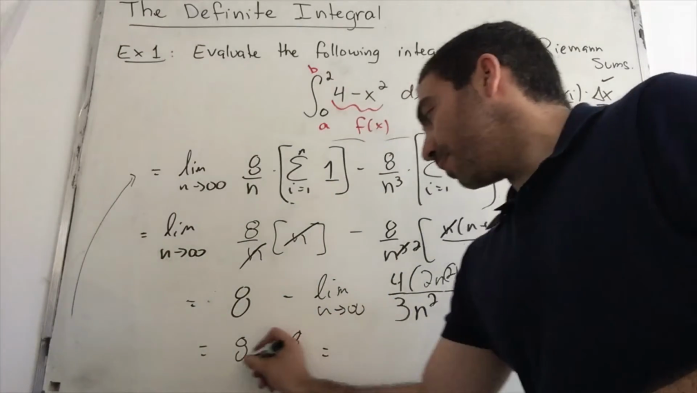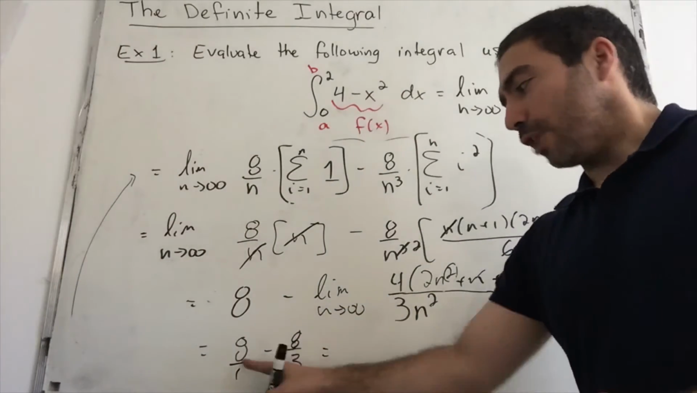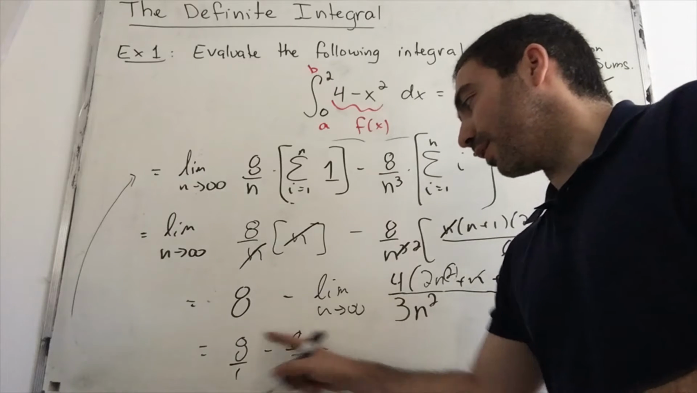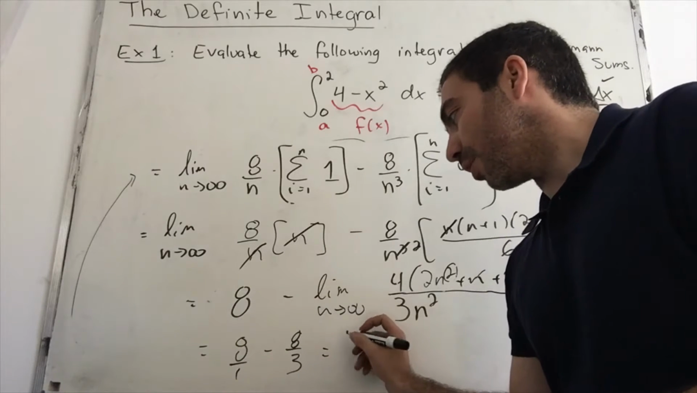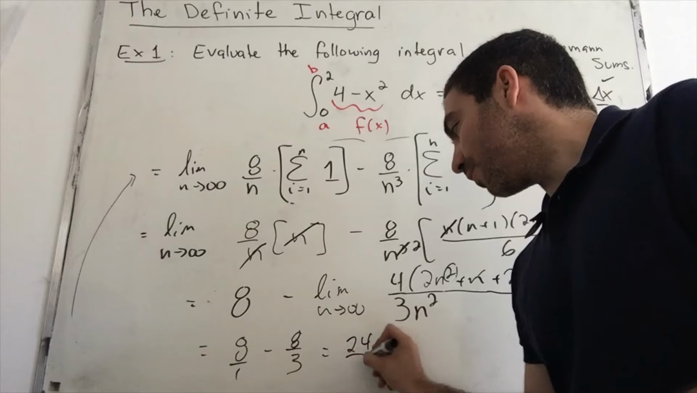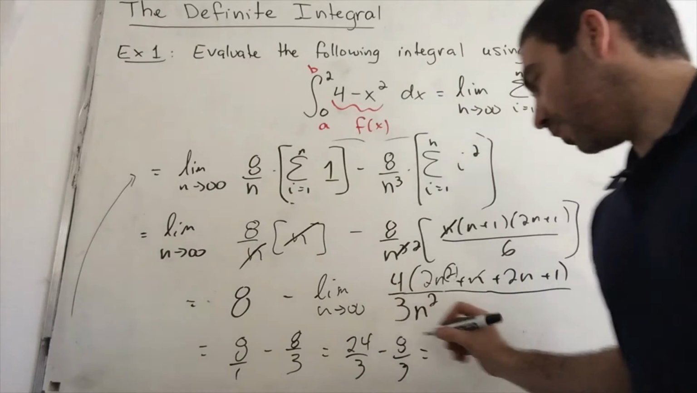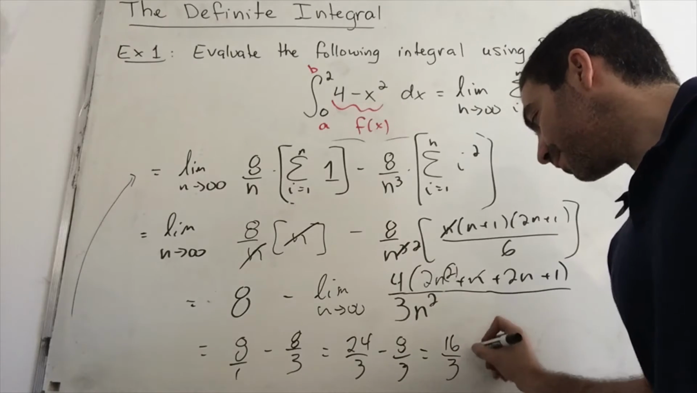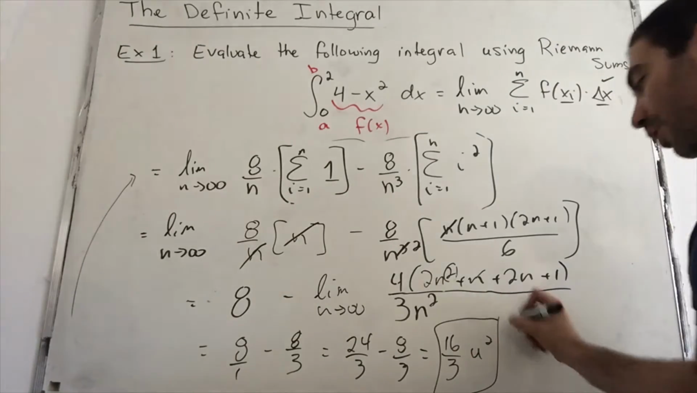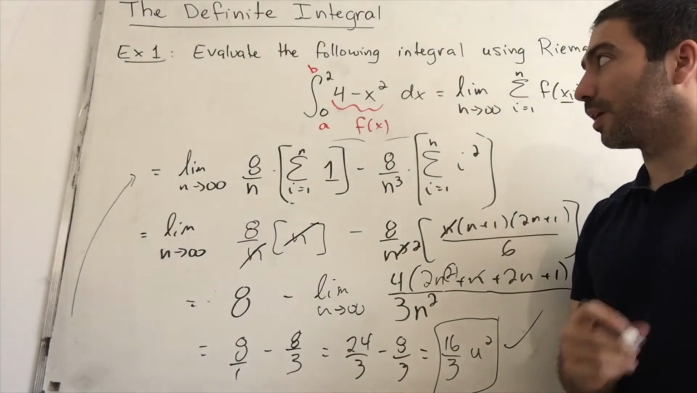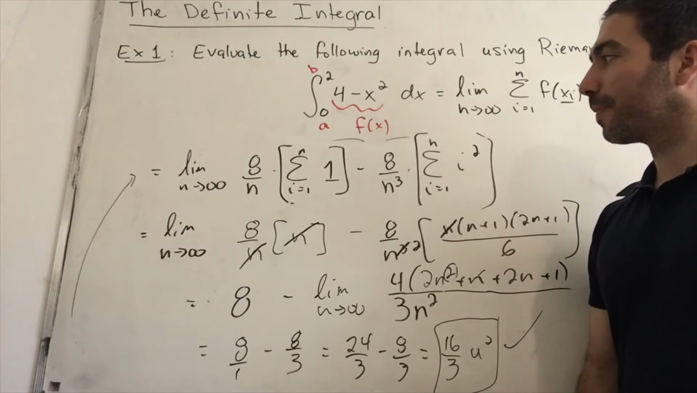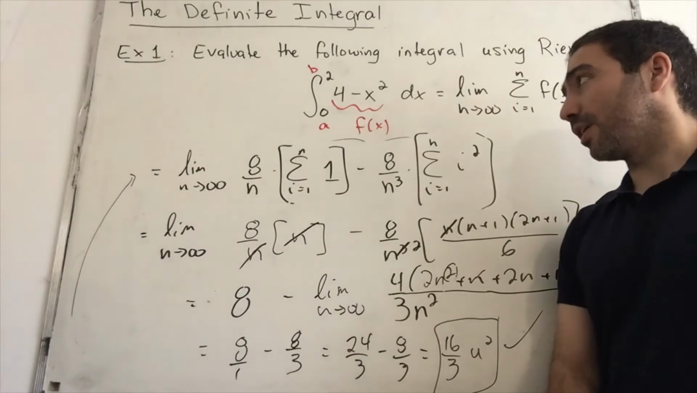Here we find the common denominator, so we think of it as 8 over 1. We're subtracting fractions, so we can multiply the left fraction by 3 on the top and the bottom, giving us 24 over 3 minus 8 over 3, which is 16 over 3. We're talking about area, so it's units squared, and this is the answer. Okay. So let's go ahead and look at another example.